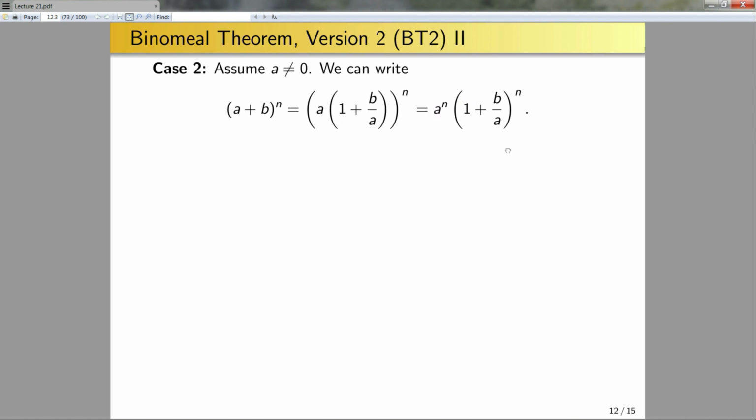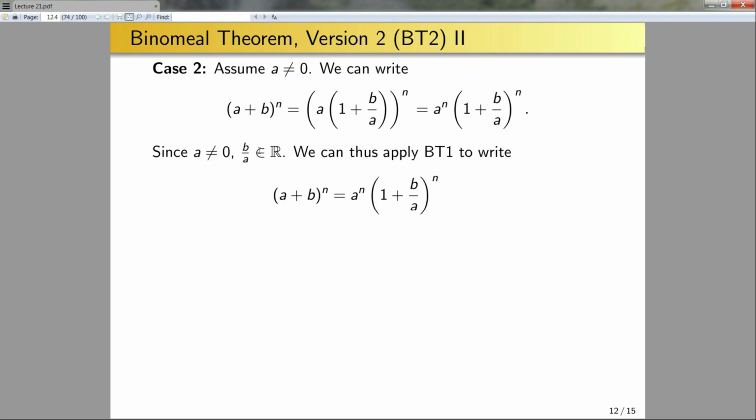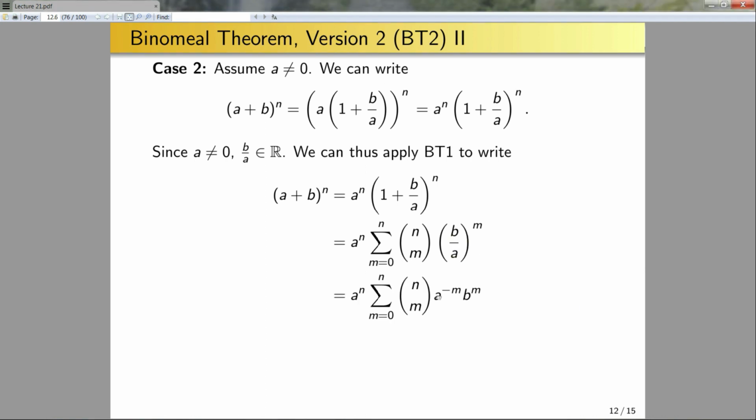So now, since a is not equal to 0, b divided by a is going to be a real number, and Binomial Theorem 1 applies, where x is now just going to be b divided by a. So using Binomial Theorem 1, I can rewrite this sum as a to the n staying out front, times the sum from m equals 0 to n of n choose m, b over a to the m. Now I can notice that this term can be simplified by writing it as a to the minus m times b to the m.